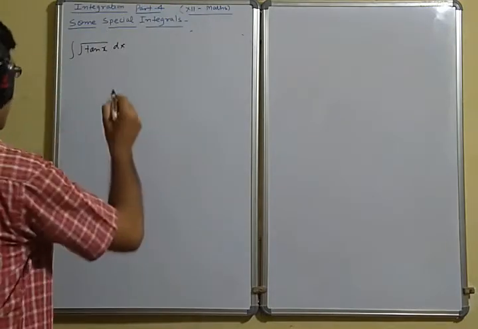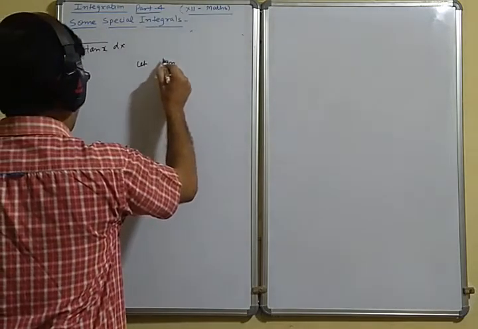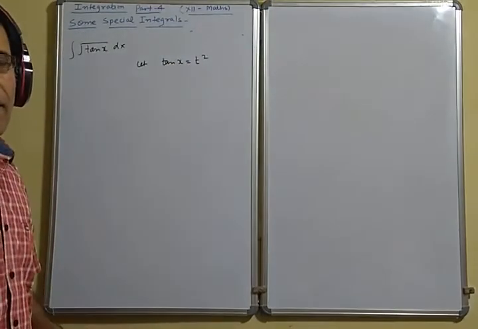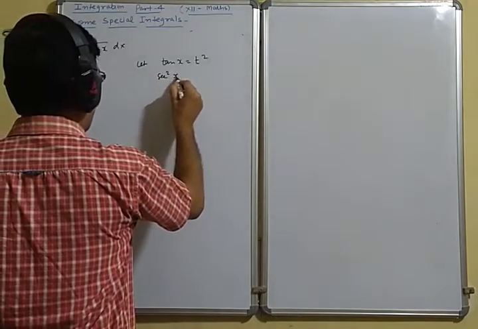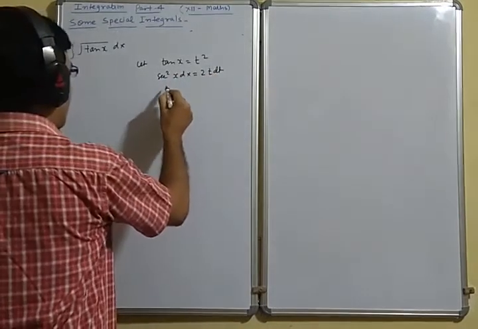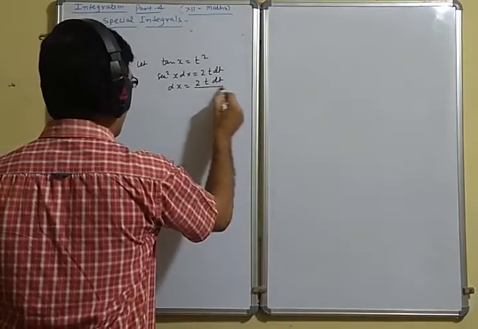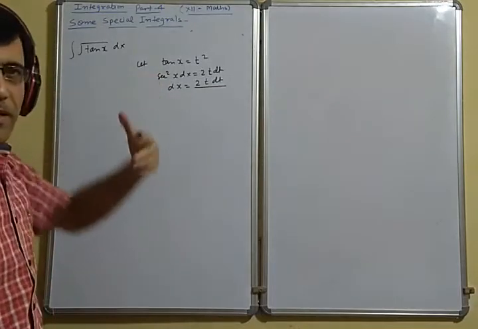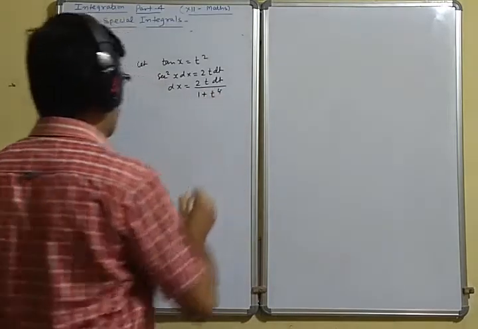So for this, let tan x is equal to t square. Tan x is equal to t square. Now differentiate it. Sec square x dx is equal to 2t dt. So dx is equal to 2t dt upon sec square x. Sec square x, that is 1 plus tan square x, that is 1 plus t raised to power 4.